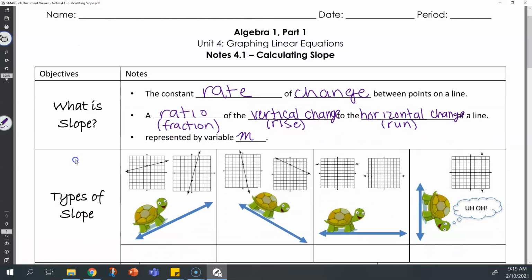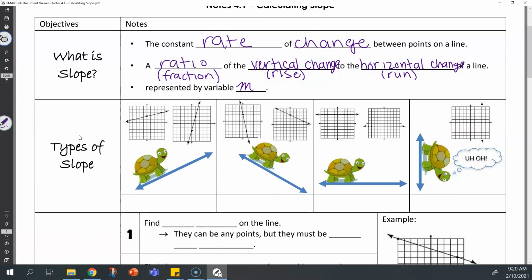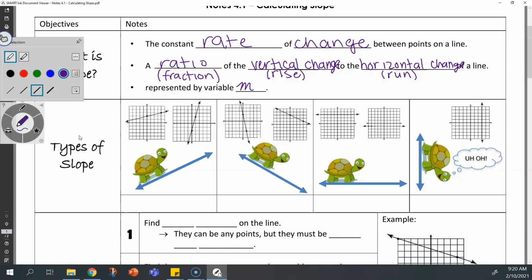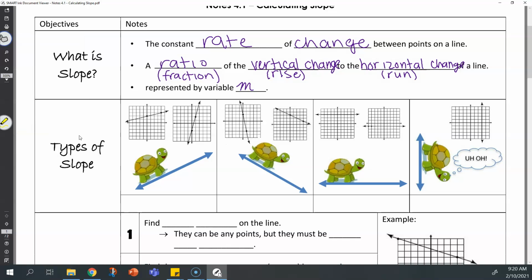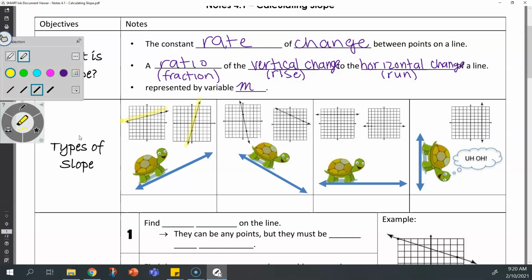Okay? So we have 4 types of slope here. In general, the first type that we will see is a positive slope. A positive slope has a line that goes up as we move from left to right. So it may be a little flatter like this first example. It may be really steep like the second example, but overall, as we move across the line from left to right, it is rising, it's getting higher.